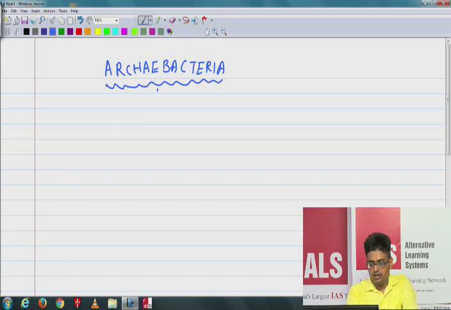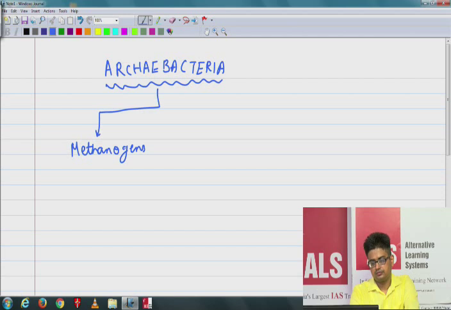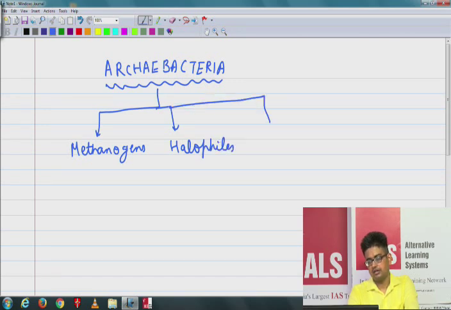So archaebacteria are of three kinds. What are those three kinds? First is methanogens. Second category is halophiles. Third category is thermoacidophiles.